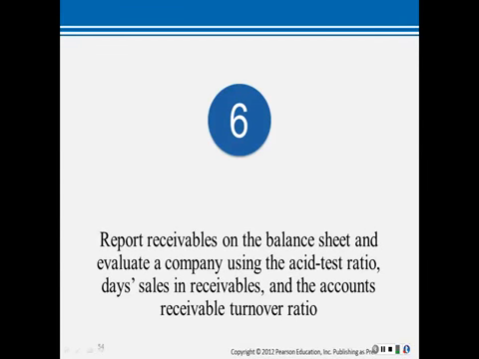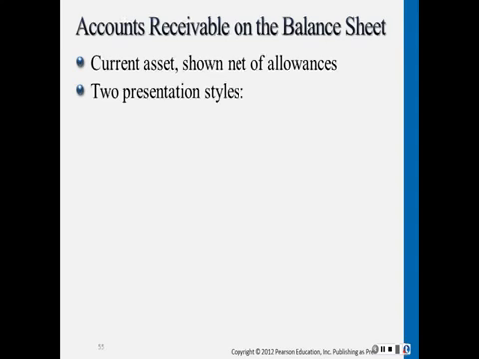The sixth learning objective is to report receivables on the balance sheet and evaluate a company using the acid test ratio, days sales in receivables, and the accounts receivable turnover ratio. As discussed earlier in the text, the balance sheet lists assets in order of liquidity, and that's closeness to cash. Balance sheet data becomes more useful by showing the relationship among assets, liabilities, and revenues.